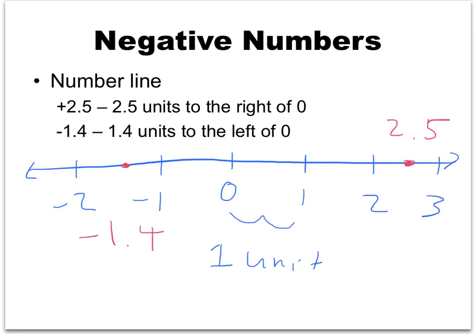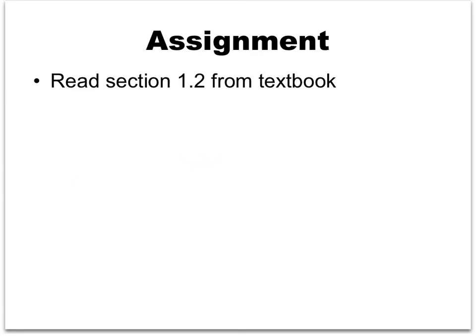Okay, so there's how we can interpret negative numbers on a number line. A positive number is a number of units to the right of 0. A negative number is the number of units to the left. So that's it for the section 1.2 lesson.